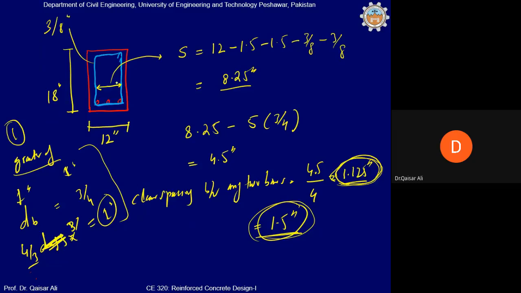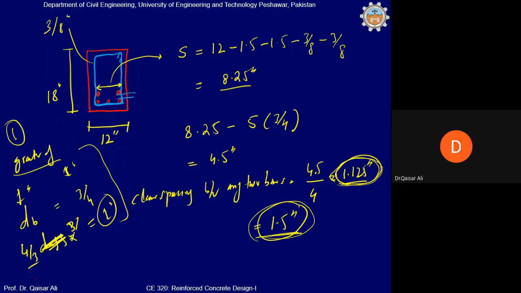Now the second drafting rule is that if you are providing this in 2 layers, 3 bars will be provided in the first layer and 2 bars will be provided in the second layer. So now, first of all, the question is what will be the clear spacing between these two layers, first layer and second layer? What will be the clear distance between first layer and second layer?